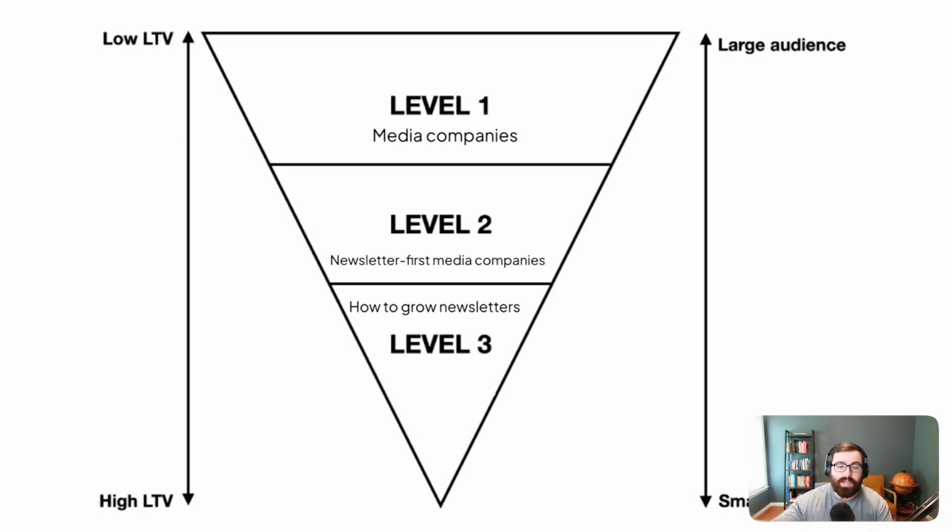And so at level 1, we have a large potential audience, but we also have a potentially low subscriber lifetime value. And as we go down, our potential audience gets smaller, but our subscriber lifetime value increases, so we make more money from each subscriber on our email list.